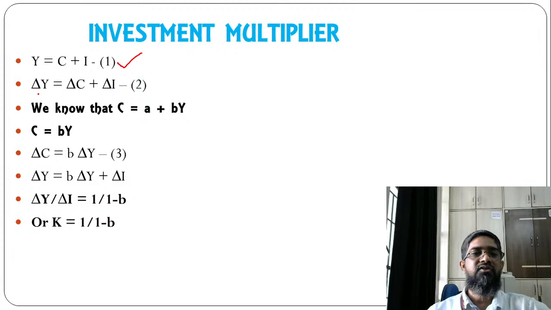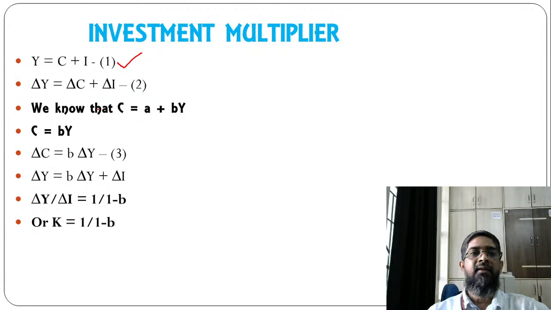See, this equation number 1 can be written in this form by putting the change sign with all the variables. In place of income you are writing delta Y, that is change in income. In place of C we are writing delta C, that is change in consumption. And in place of investment we are writing change in investment.